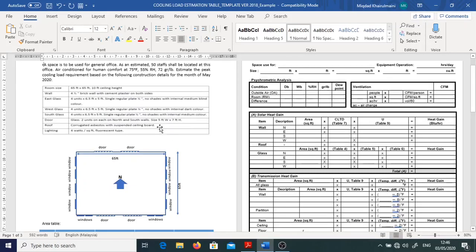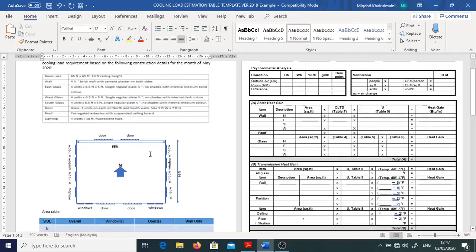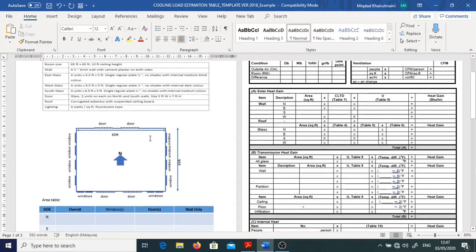On the roof, this is a single story office building. So the roof is corrugated asbestos with suspended ceiling board. Okay, so the lighting used for this office is 4 watts per square feet fluorescent type. So this is the floor plan. On the floor plan there is the dimension and also the location of the doors and windows.